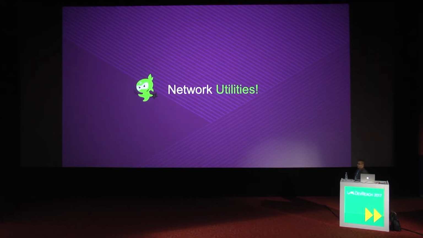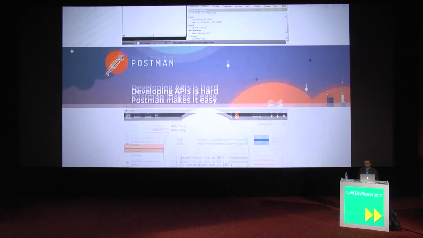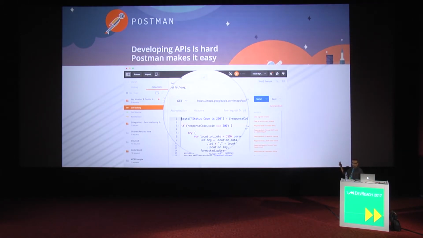Network utilities. We have Mr. Eric Lawrence right here. He did a Fiddler talk. We have another Fiddler talk coming up, but Fiddler is still great, because when you are building a mobile app, you're making those service calls, you want to know what's going on under the covers. You want to know what is failing, and you don't want to be in the dark. So use Fiddler.